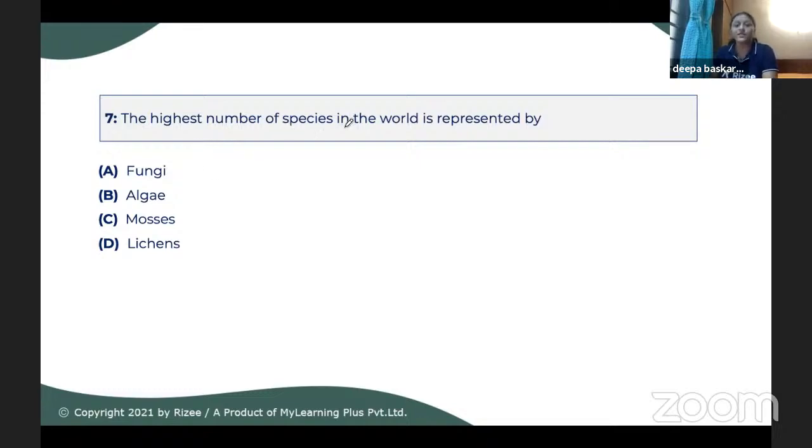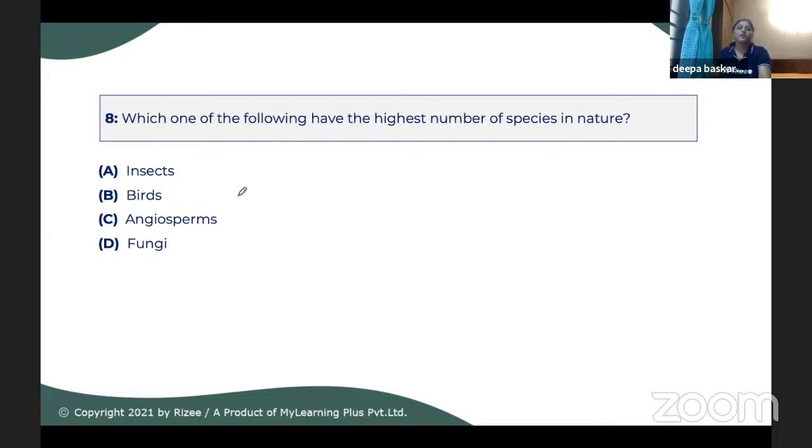The highest number of species in the world is represented by, so you have to take care about the options here. If insects are given, you have to select insects, but here insects are not there. Algae, mosses, lichens, and fungi. So fungi have the highest number of species among the four. The next question is, which one of the following has the highest number of species in nature? Same, but here fungi is also there and insects. So here the correct answer is insects. Clear?